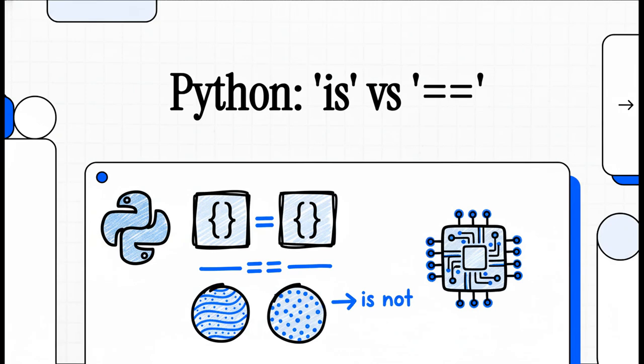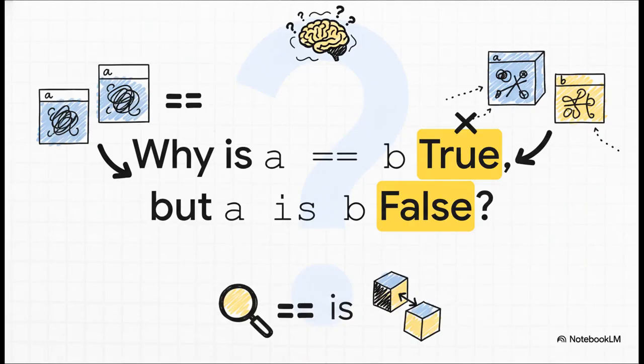All right, let's talk about a Python classic that gets everyone: the difference between is and double equals. So here's a puzzle. A and B look the same, right? So why does double equals say yes, but is says no?